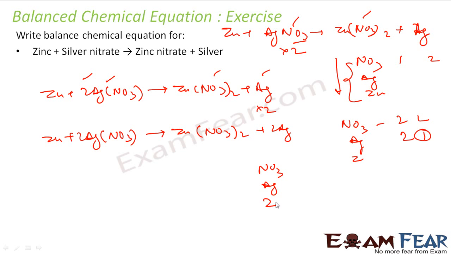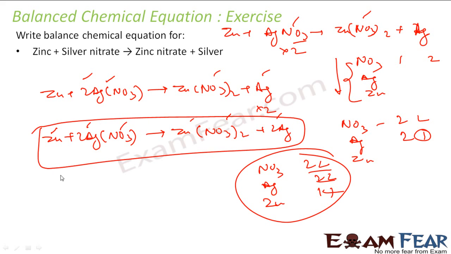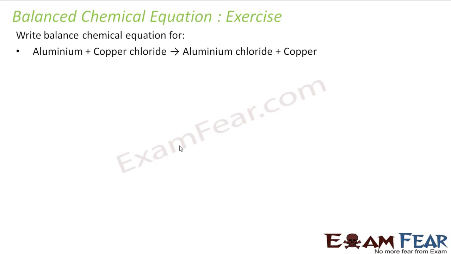Let's again see the count. So nitrate, silver and zinc. Nitrate is 2 here, 2 here, balanced. Silver is 2 here, 2 here, balanced. Zinc is 1 here, 1 here, balanced, right? So if you see, it's all balanced. Thus I can say that this is my balanced chemical equation.